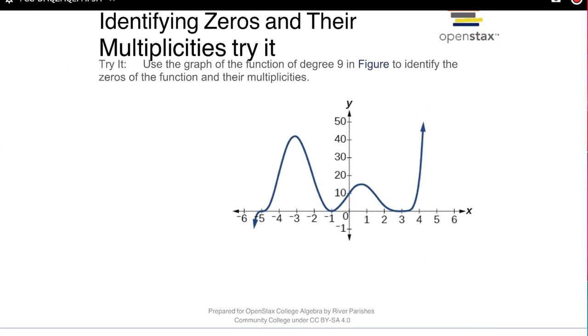Okay, so your turn to try it. Identify the multiplicities. Use the graph of the function of degree 9. So the degree is 9, so that might help you to identify the zeros of the function and their multiplicities. So pause the video, come back, and then we'll go over it.